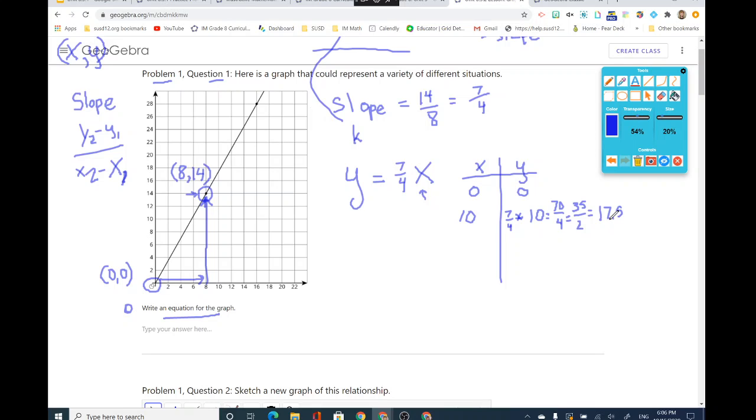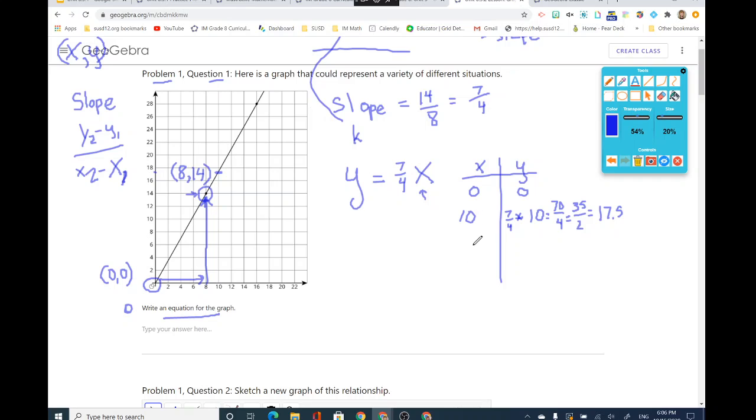I'm not that good at math. Let me double check that. 35 divided by 2. I got it right, 17.5. Okay, so let's see that on the graph. When x equals 10, right here, y equals 17.5. Yes, I think that's very close to 17.5.